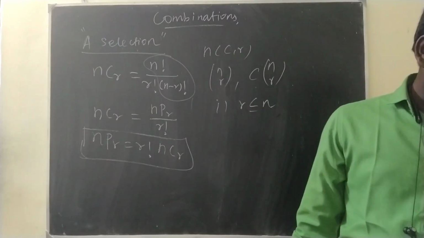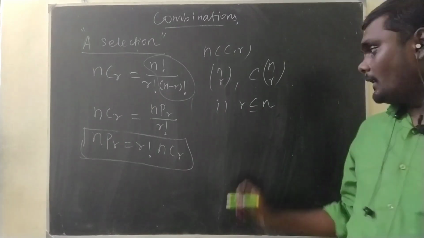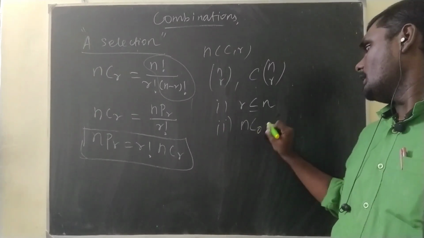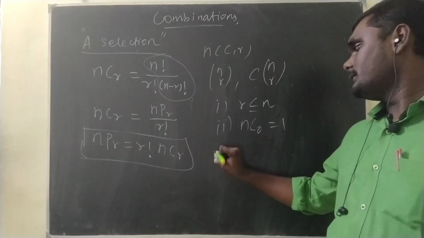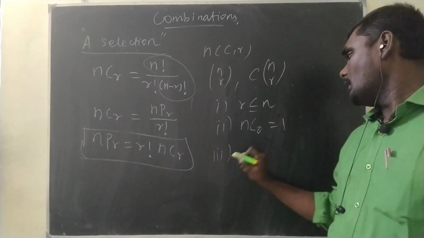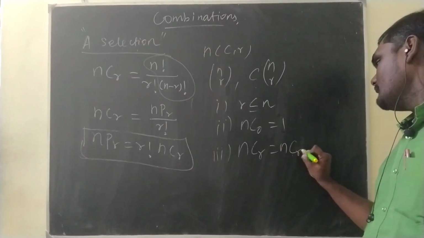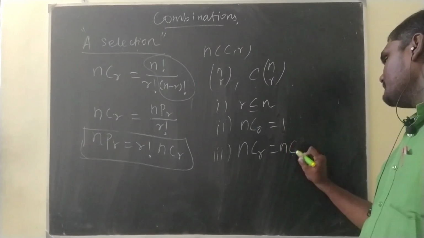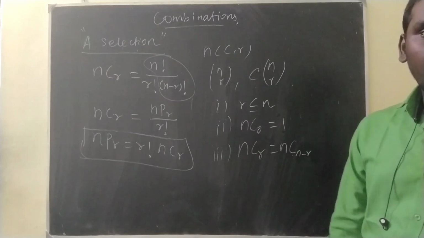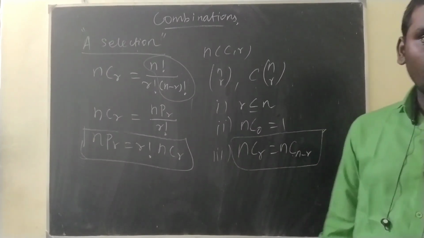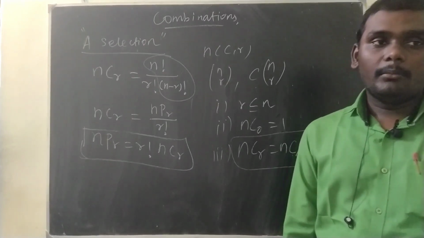Also, nC0 equals 1 and nCr equals nC(n minus r). Have you seen this before anywhere? The binomial theorem, remember?